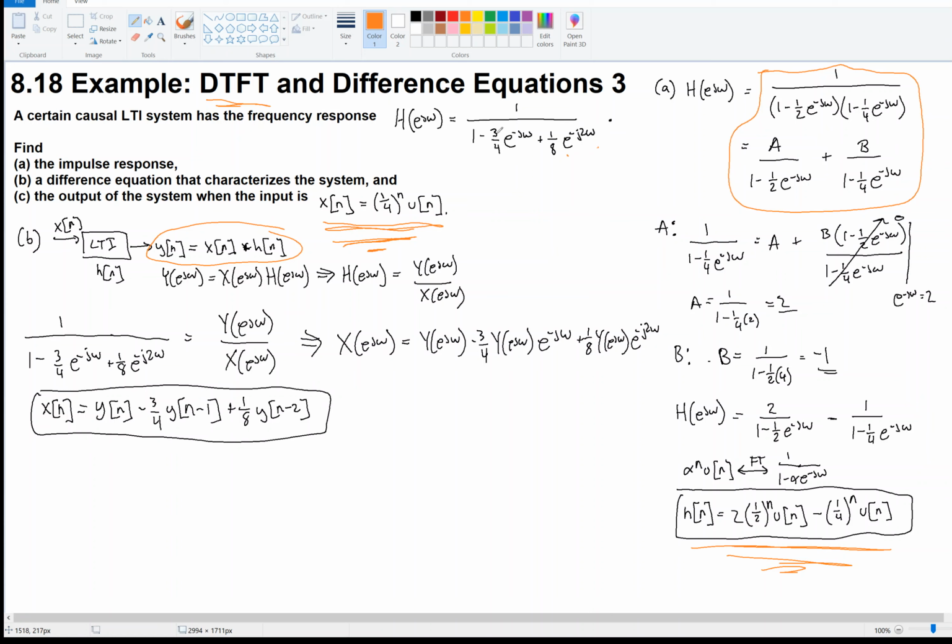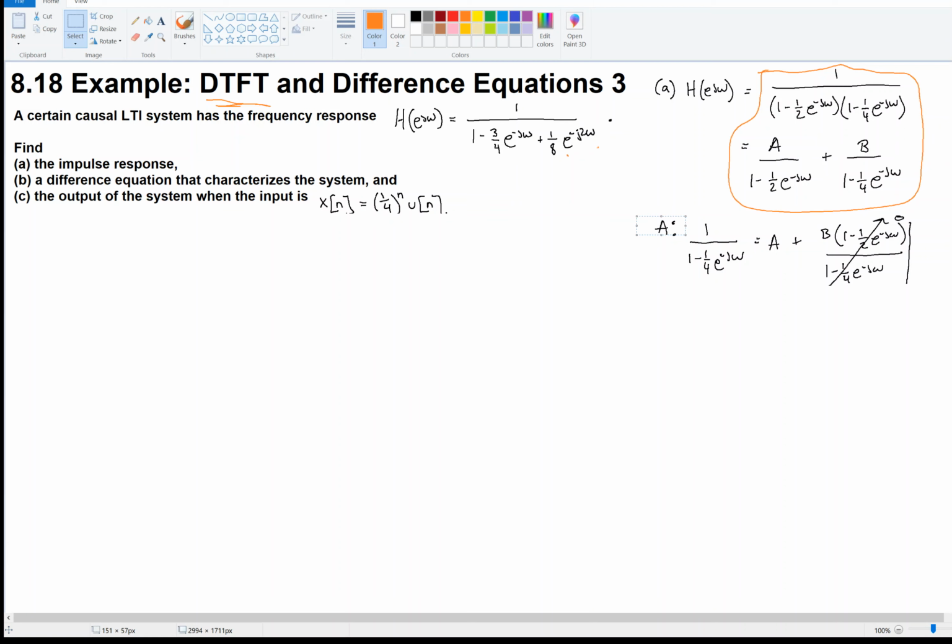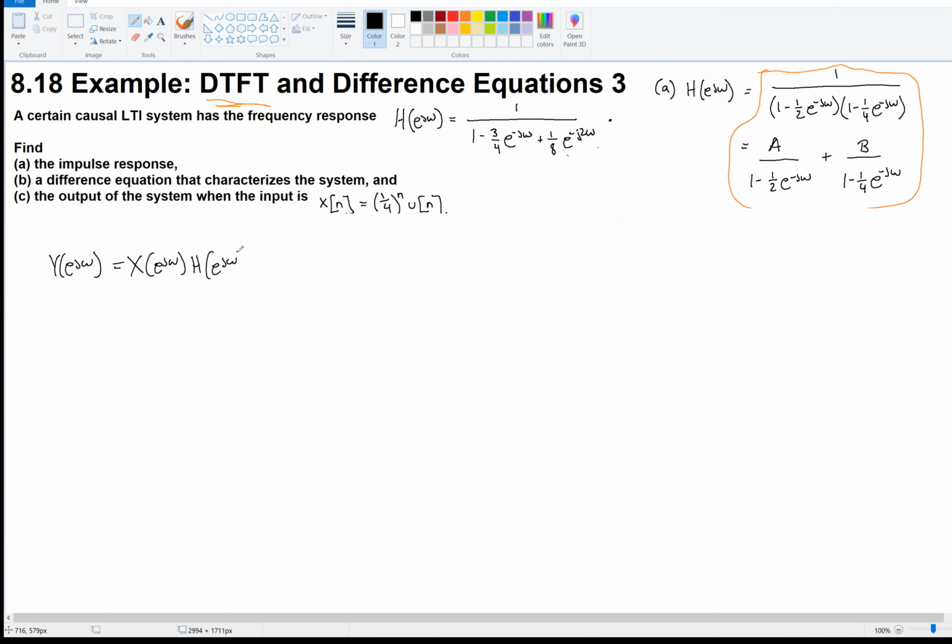Okay, so I'm going to use capital H again, so I'm going to delete all of this. All right, so the output of the system. Remember, and I just erased it, but I hate when that happens, that the output of the system is the input of the system times the frequency response. So we have the frequency response, capital H was given in the problem.